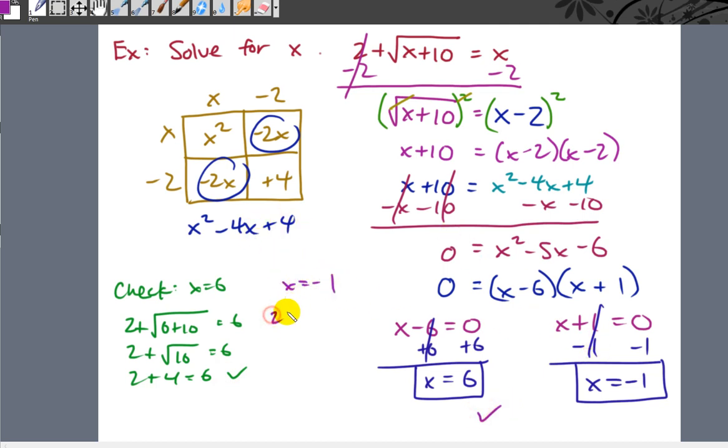Let's try the other one, x equals negative 1. So 2 plus the square root of negative 1 plus 10 equals negative 1. 2 plus the square root of 9 equals negative 1. We get 2 plus 3 equals negative 1. But what we get here is 5 is not equal to negative 1. So that means this one is not valid, so we'd have to omit it. And this would be the only solution. x equals 6 will be the only valid solution. Okay, so that is how this problem works. I'm going to show you another example.